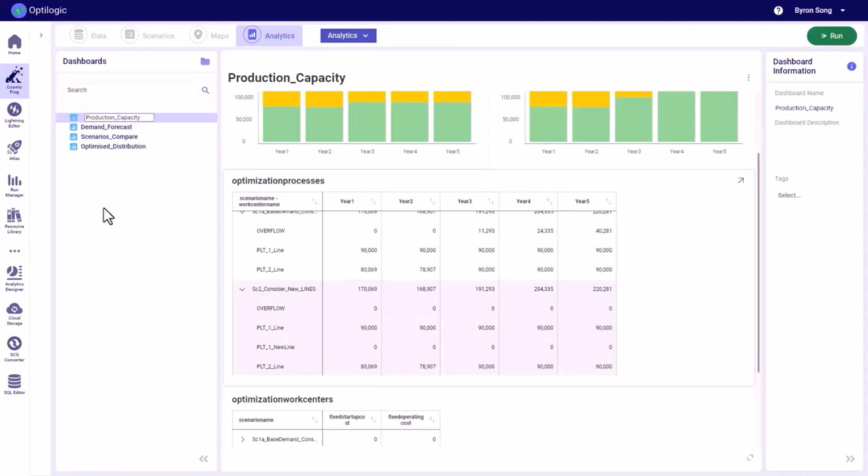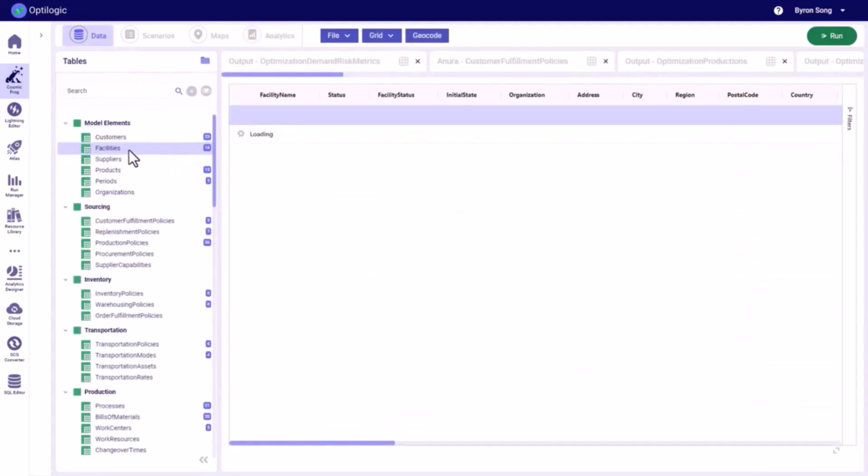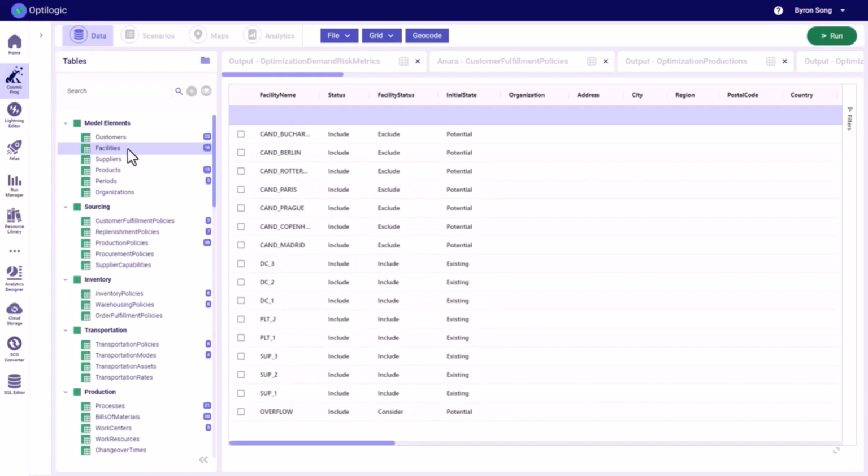Now let's look at the second business question, which is about the distribution network. Before we do that, let's go back to the input table and review the facility table. In here, we set up the different sites in the model, the overflow site, suppliers, plants. We also set up the DCs, existing DCs, and the candidate DC locations.